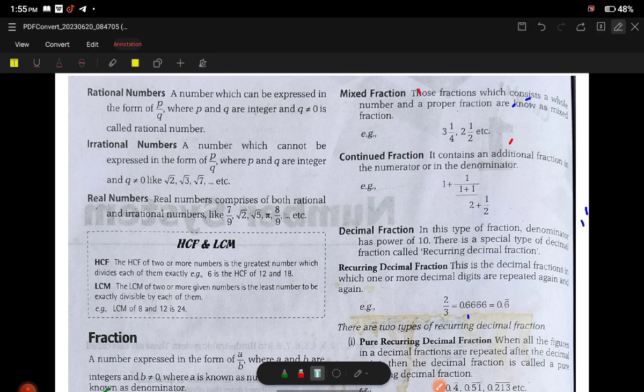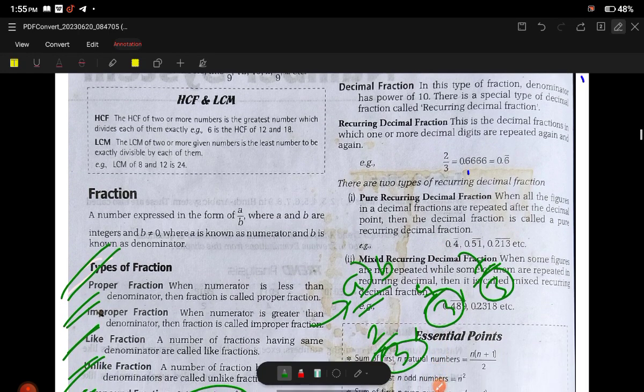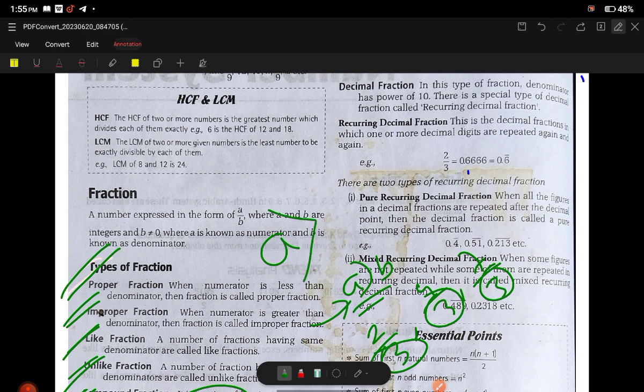One thing I want to highlight: improper fraction is not only when the numerator is greater than the denominator, improper also means equal to the denominator. So 5 upon 5 is not a proper fraction, it is an improper fraction. Improper fraction means a greater than or equal to b. If it is 5 upon 5, that means a equals b, then it is also improper. Some MCQ question you will get, 5 upon 5.